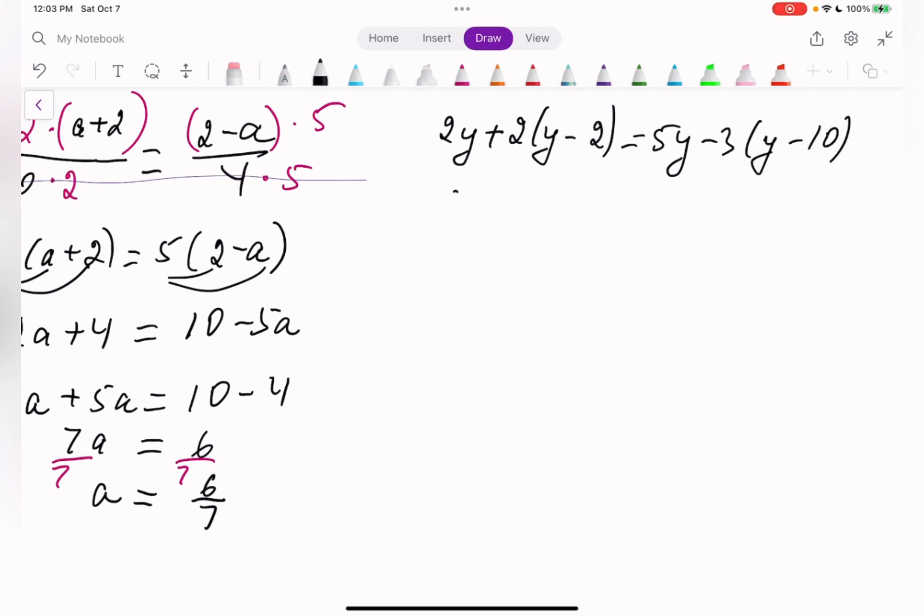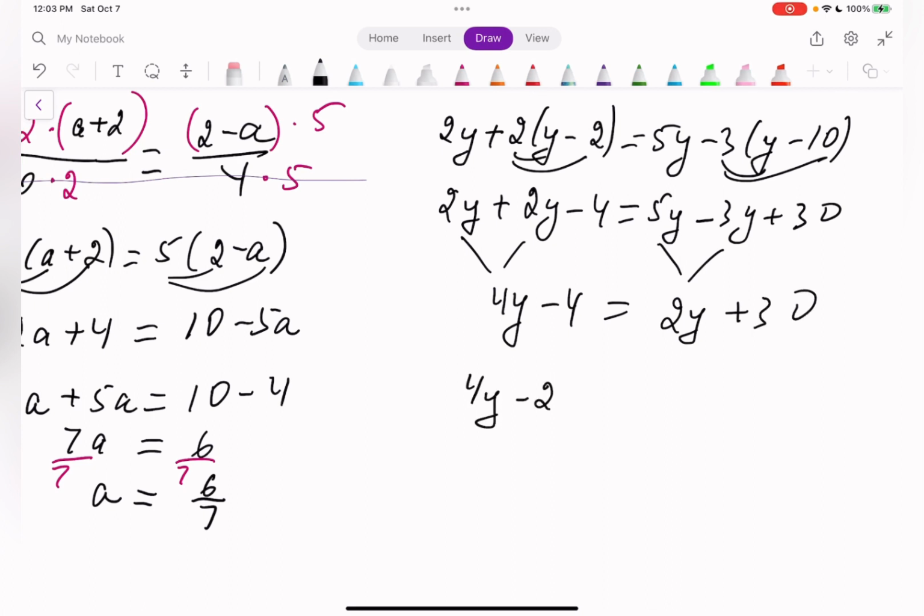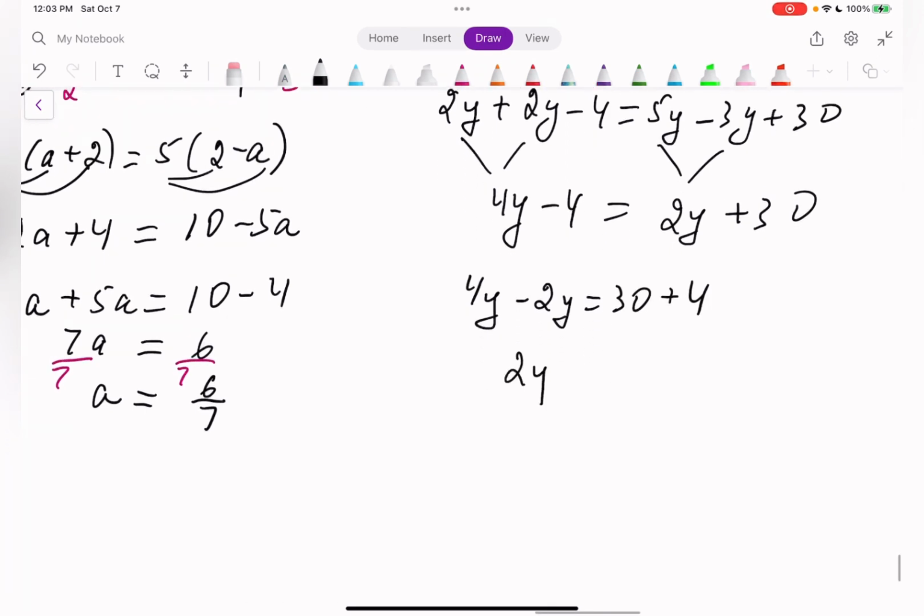Okay, 2y plus 2y minus 4 equals 5y minus 3y plus 30. So this is going to be 4y minus 4 equals 2y plus 30. Let's move: 4y minus 2y equals 30 plus 4. And we are getting 2y equals 34. Dividing by 2, right? 34 divided by 2 is 17. So y is equal to 17.